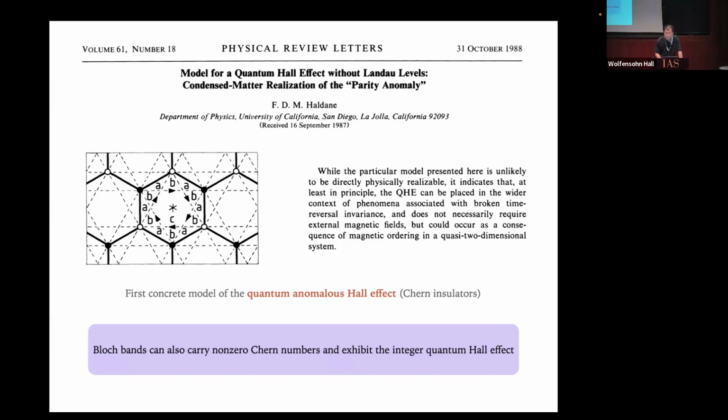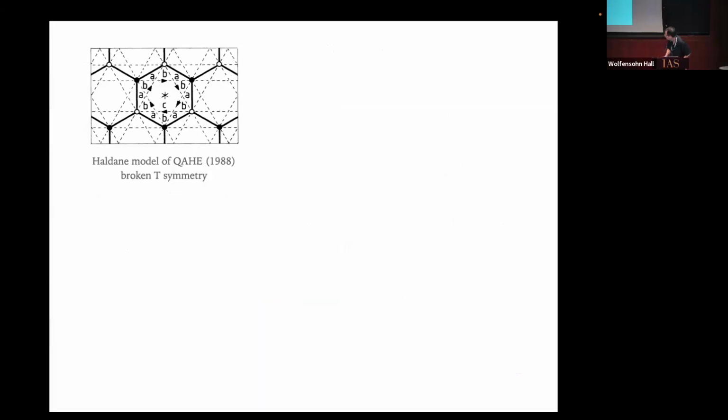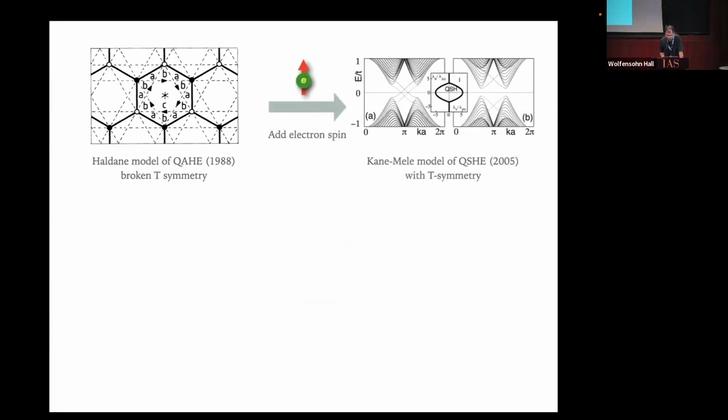And very interestingly, to realize this phenomenon, it took an unexpectedly long way. So this is 1988: we have a toy model with broken time reversal symmetry for spinless fermions. And then 17 years later, Kane and Mele decided to add the electron spin to the model. And this gave us the celebrated Kane-Mele model, basically describing the physics in honeycomb-like systems with time reversal symmetry.